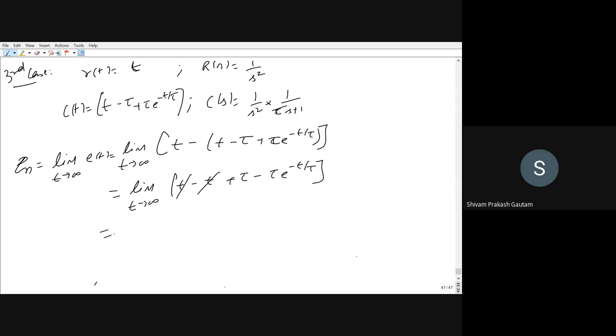If you put the limit t equal to infinity, what will you get? Tau.